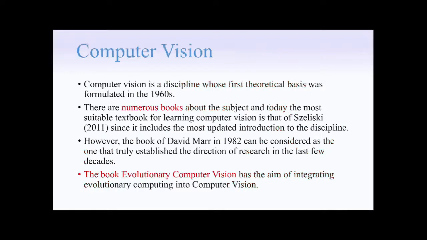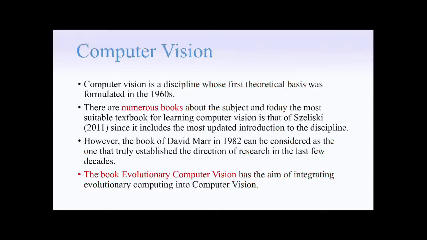Computer vision is a discipline whose first theoretical basis was formulated in the 1960s. There are numerous books about the subject, and today the most suitable book for learning computer vision is that of Szeliski, since it includes the most updated introduction to the discipline. However, the book of David Marr in 1982 can be considered as the one that truly established the direction of research in the last few decades.